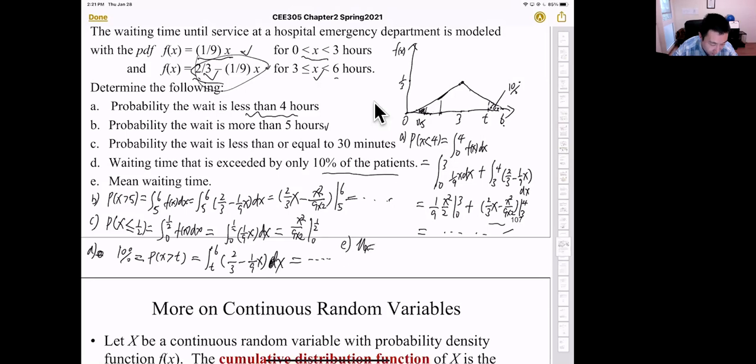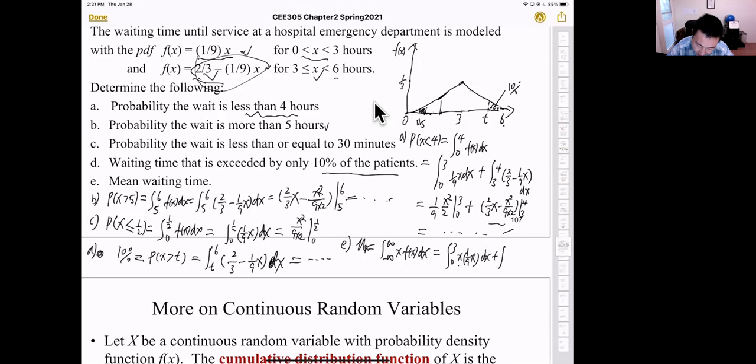Mu x will equal the integration of x times fx dx, right? And that will include two parts: from 0 to 3 and from 3 to 6. So from 0 to 3, fx will be 1 over 9x. So x times 1 over 9x, this is x times fx dx.